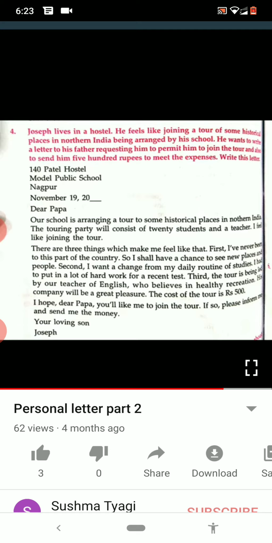Joseph has given all the detail of the tour, what is the amount, who is going and where they are going. So he is requesting his father: I hope dear Papa, you will like me to join the tour. If so, please inform me and send me the money. So at the bottom, what he has written: your loving son; you can write yours lovingly, yours affectionately. All are correct. And below is the name, Joseph. Okay. Now see one more.